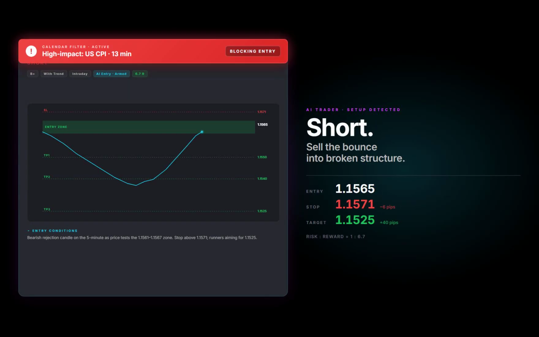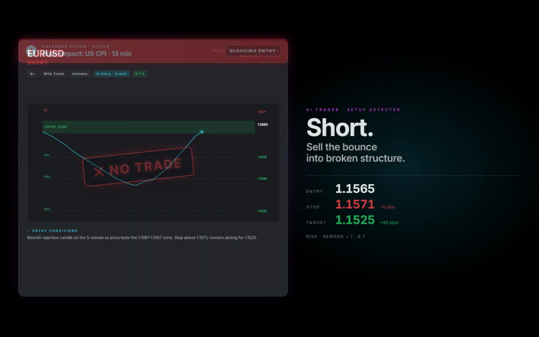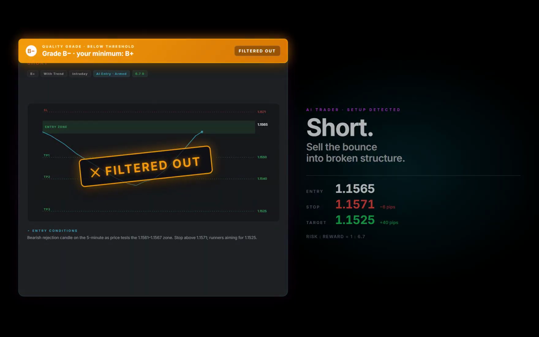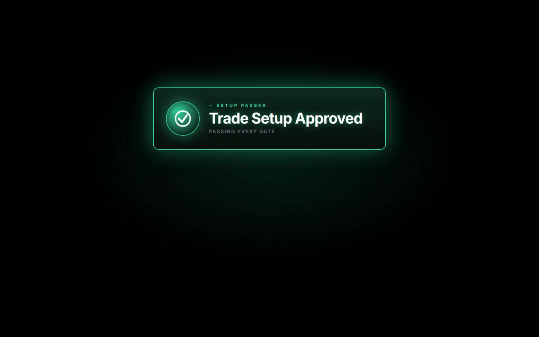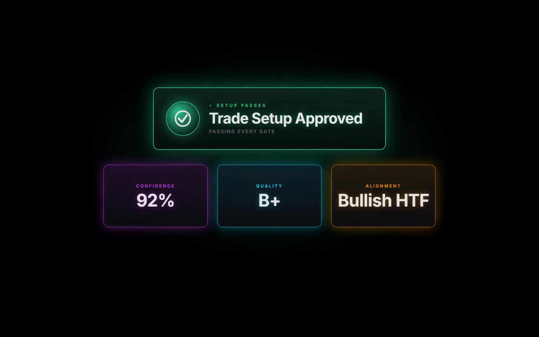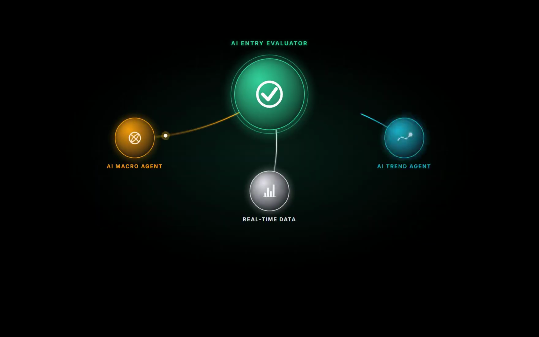If a high-impact news event is near, it stands down. If the setup quality grade falls below your threshold, it's filtered out before it ever reaches your dashboard. When a setup passes, confidence, quality, alignment with the trend, it moves to the AI entry agent.